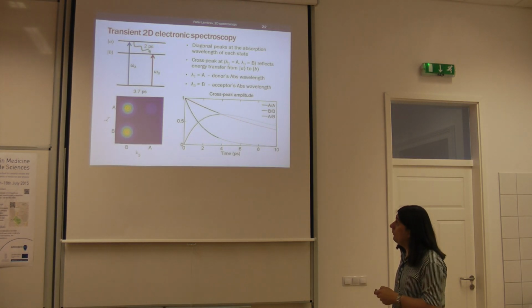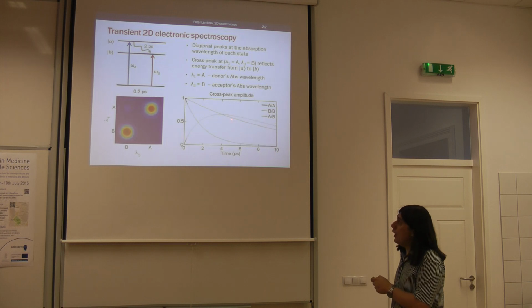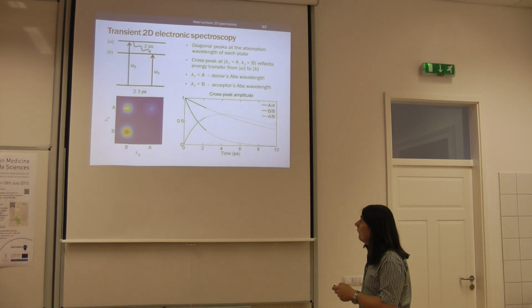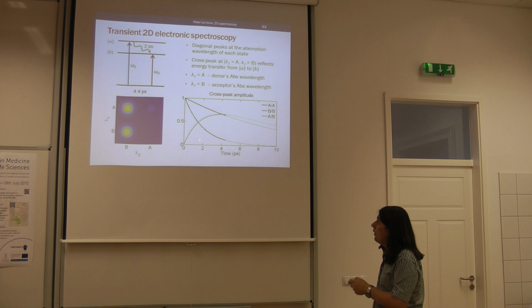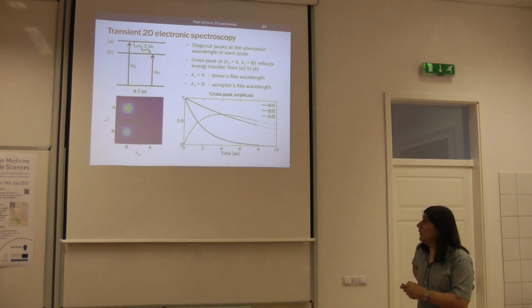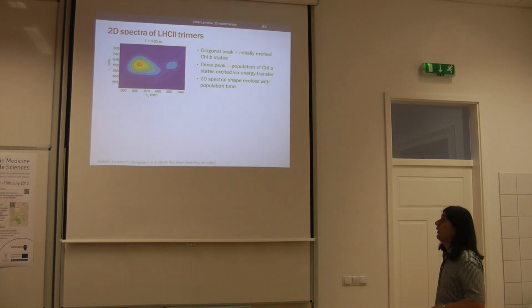Now, if we follow that in time, because we are doing transient 2D spectroscopy, this cross peak, A and B, will follow in time the dynamics of the energy transfer. And so by following the kinetic trace of the cross peak, we can tell what's the rate of energy transfer and so on.